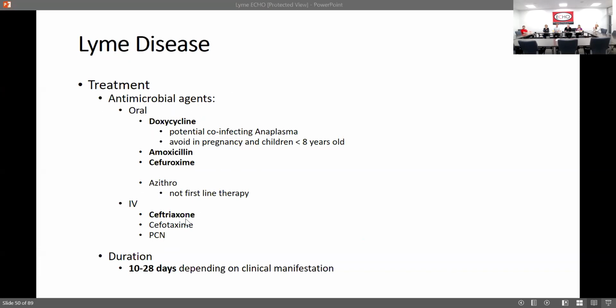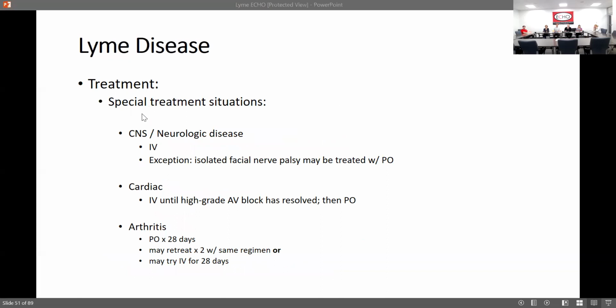If you wanted to do IV stuff, the third generation cephalosporins, ceftriaxone and cefotaxime, are fine, and penicillin. We generally use ceftriaxone because it's so much easier, once a day, and no renal adjustments. And the duration depends upon really what the clinical manifestations are. The times when we go to IV treatment is when you have CNS or neurologic disease. So radiculopathy or concern for CNS disease, including meningitis or encephalitis, you can go with IV treatment, usually for 28 days. Cardiac disease, they're usually in the hospital for this one, and you usually treat them with IV ceftriaxone until their AV block goes away. Then you can switch to PO doxy.